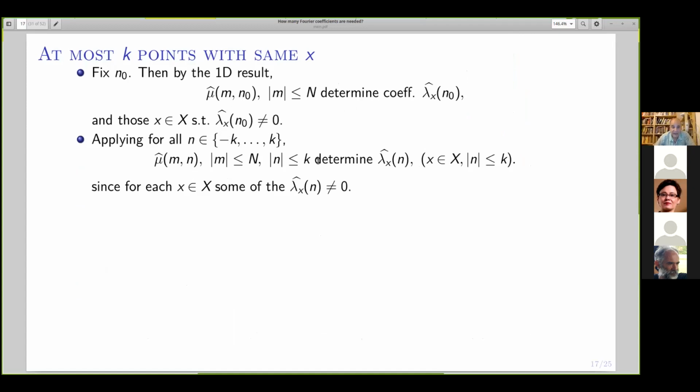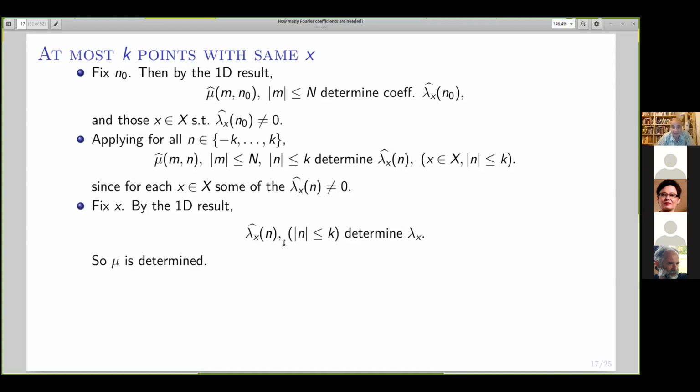And what do we get from this? By applying this one-dimensional result on the lambdas, we are going to determine the lambda hat of n and the x's, but we're only going to see an x if it shows up in some of those rows. Row means fixed n. So we're going to see an x if some of the Fourier coefficients of lambda_x hat is non-zero. It will show up at some stage. For which x does this happen? For all of them. It happens for all of them, because these numbers determine lambda.